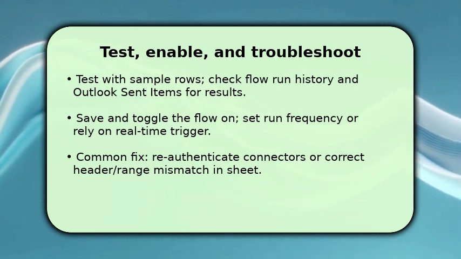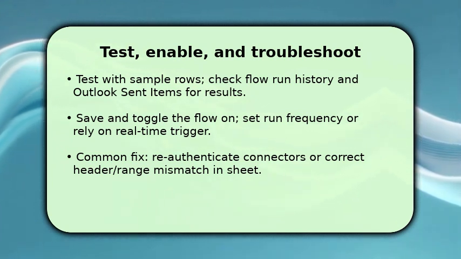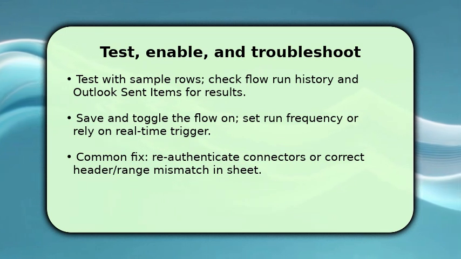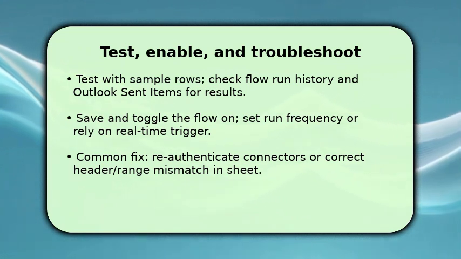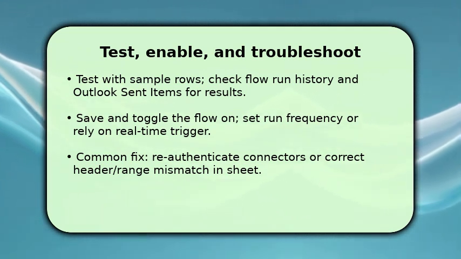If something goes wrong, re-authenticate the Google or Microsoft connector and confirm the sheet's header row and named range still match the flow settings. If needed, add logging actions or email yourself error details so you can iterate quickly.